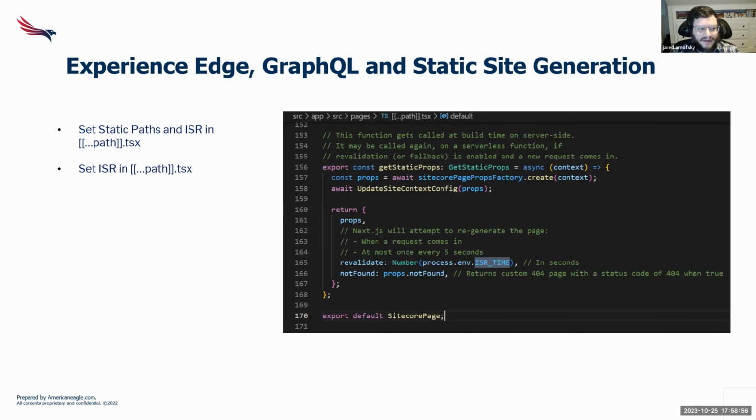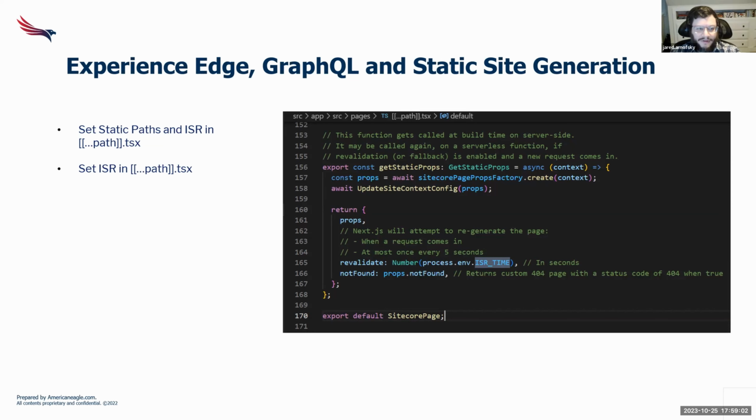Couple quick slides here. This is just me showing the set static paths and the ISR time. So this is in the path TSX, which is where we set the get static props, and we have our revalidate on line 165, and I set it as an environment variable, but it's at 2 hours.